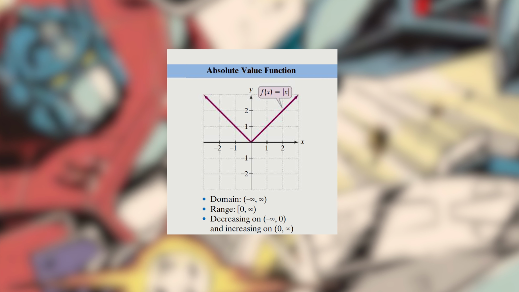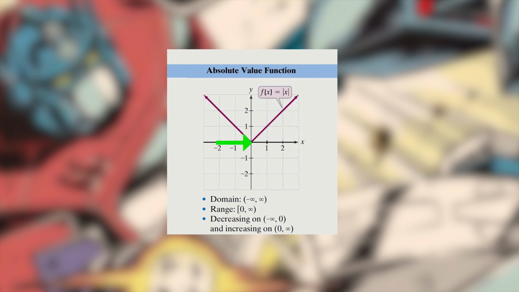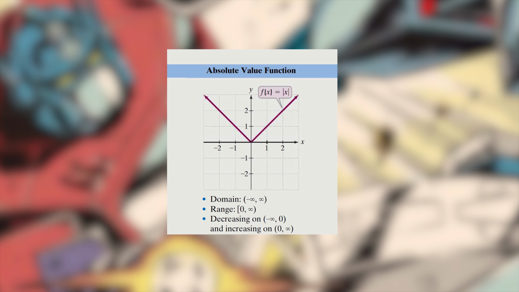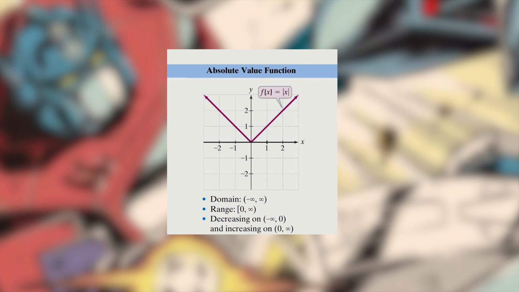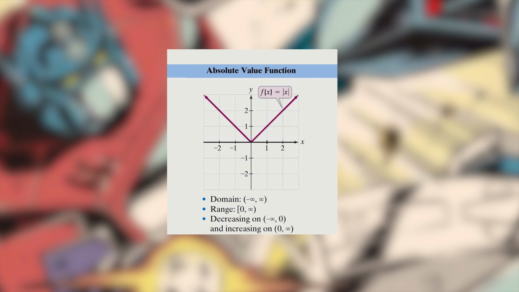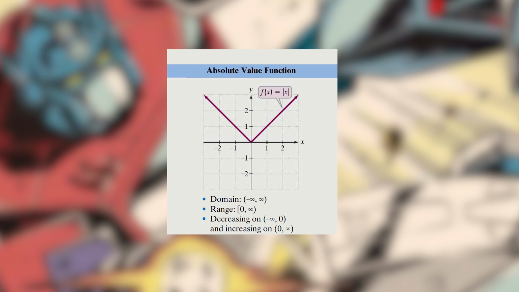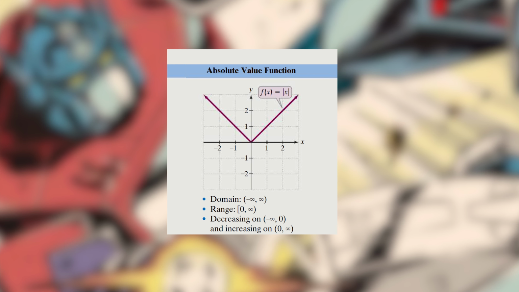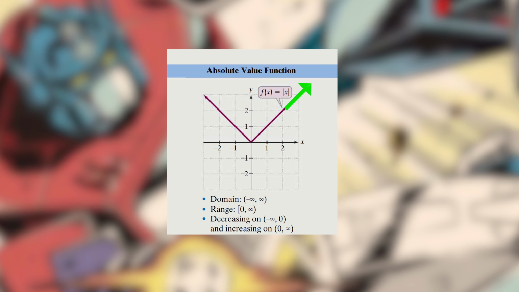Next, we have the absolute value function. Again, the domain goes from negative infinity to infinity. However, the range is only from 0 to infinity. This means I can put in any x value that I want, but the only thing this function will spit out is some number greater than 0. If you read the function like a book, from left to right, this function is first decreasing, then increasing.